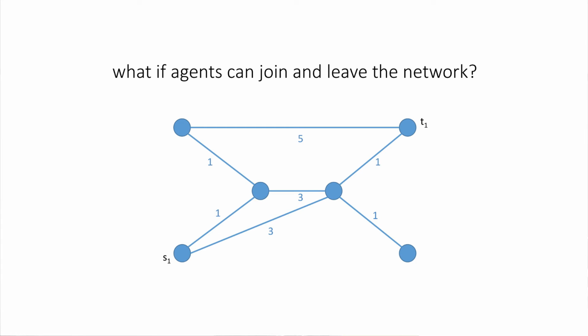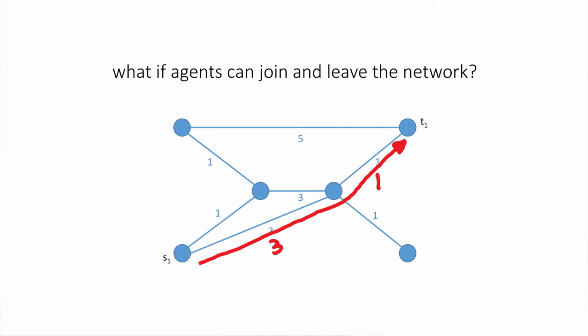Let me now, in the last 3 or 4 minutes, talk a little bit about the dynamics of these games. Till now I have been assuming that there is a fixed set of agents who are sending traffic in the network. What if this set of agents changes over time? There are agents who join the network, there are agents who leave the network. How does the game behave in that case? Here is an example.